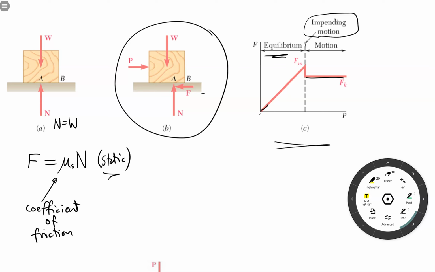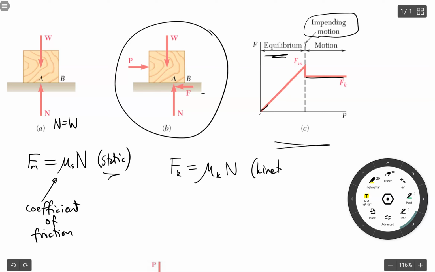So that would be our F max there. Our Fk, our force of kinetic friction, would be mu, with a little subscript k, times N. So we have a coefficient of static friction, and in the same way we have a coefficient of kinetic friction, which is this mu k.